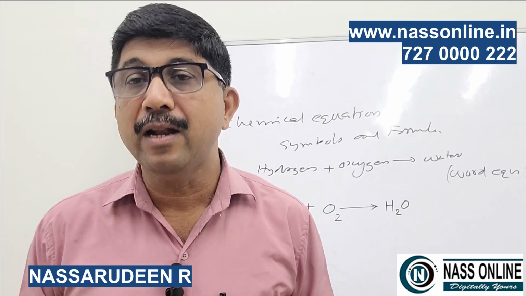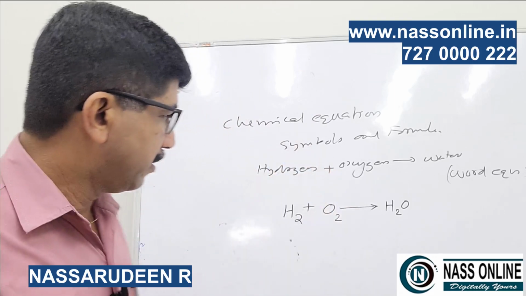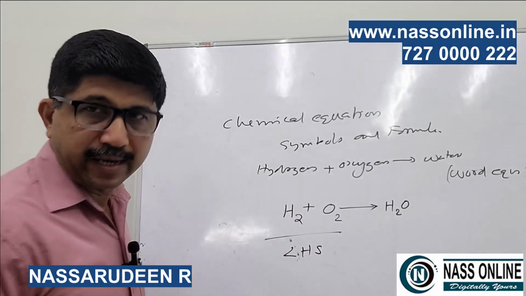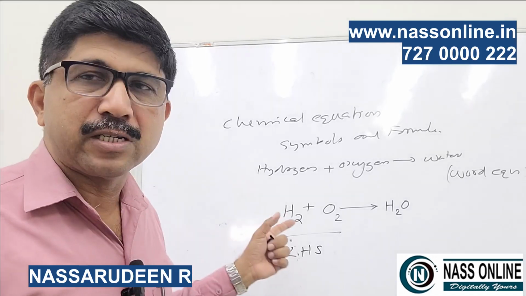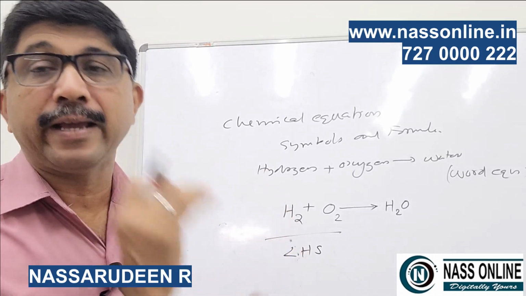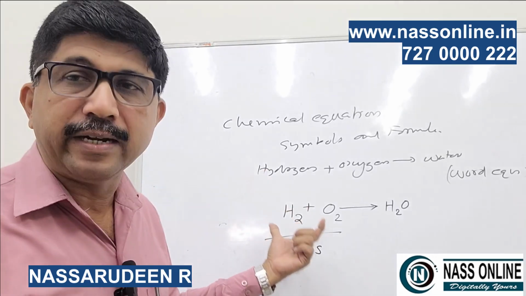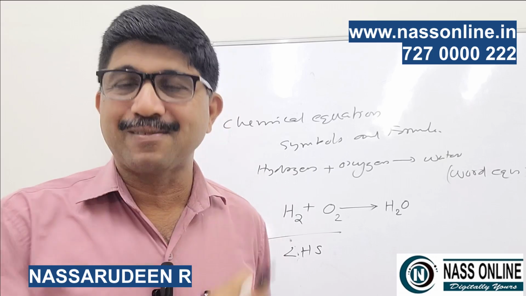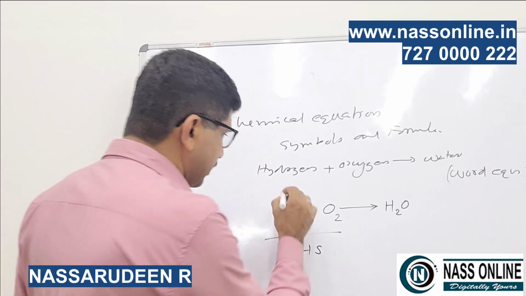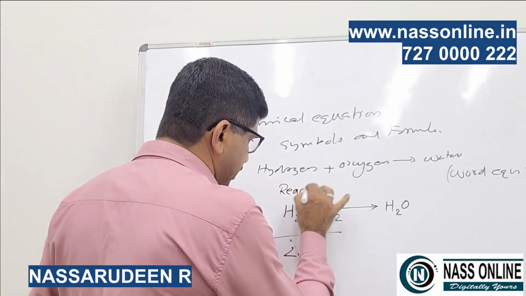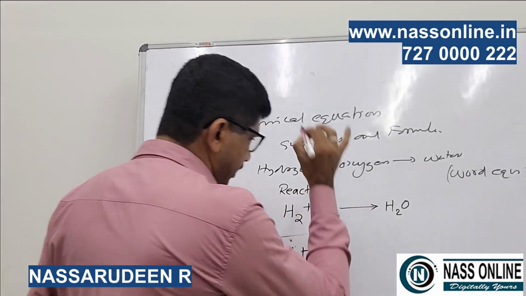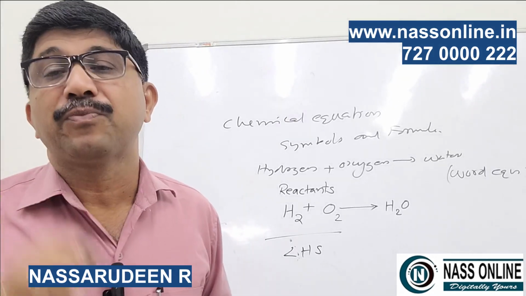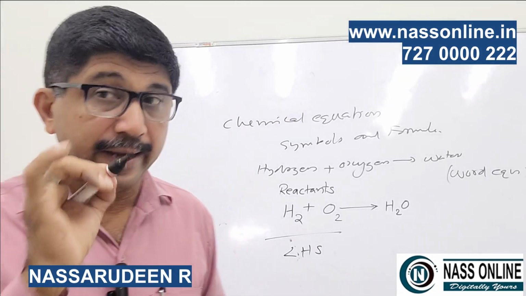Here, the left hand side, LHS, indicates the substances which take part in a chemical reaction. These substances are called reactants. On the left hand side, you will write reactants. So what are reactants? Reactants are the substances which take part in a chemical reaction.